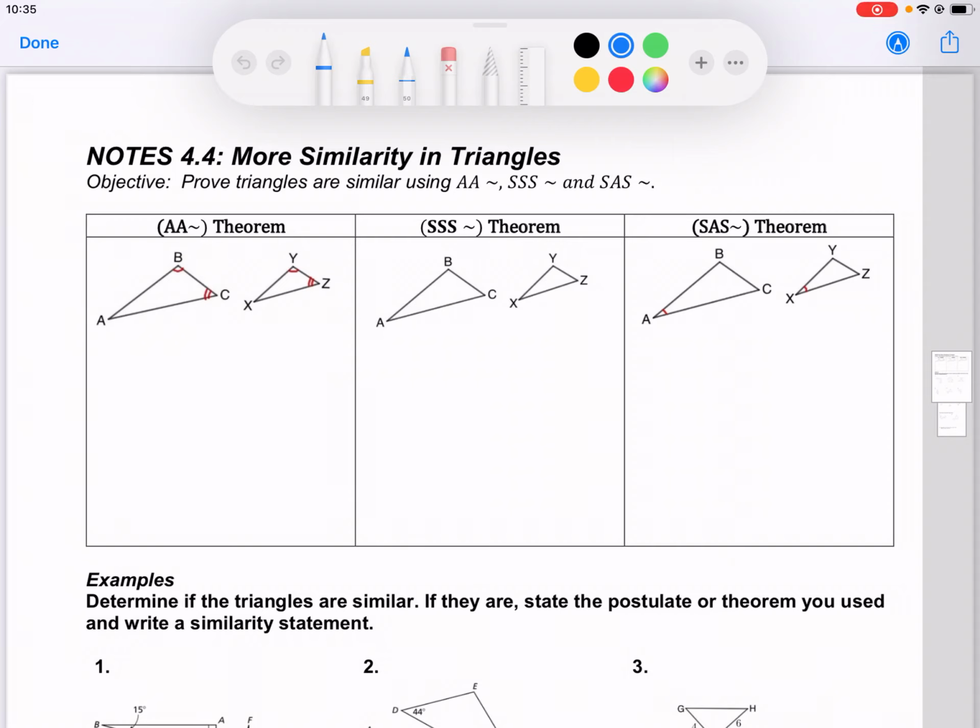All right, so we're going to go ahead and start with our last lesson. We're just going to talk about some more similarity in triangles by proving if two triangles are similar using angle-angle similarity, side-side-side similarity, or side-angle-side similarity.